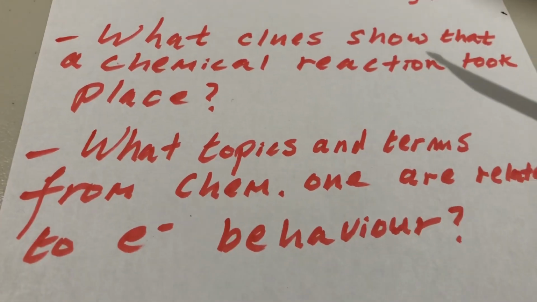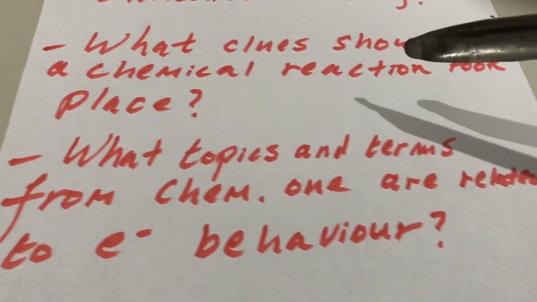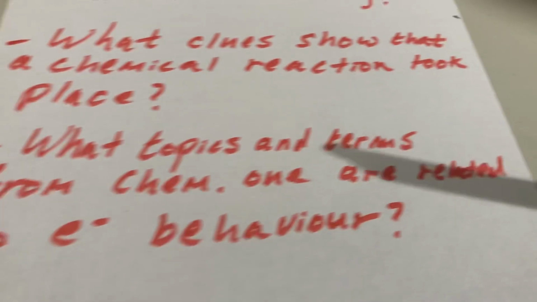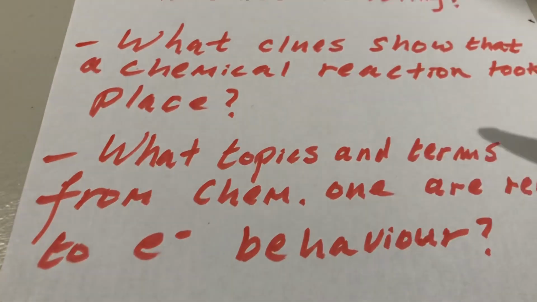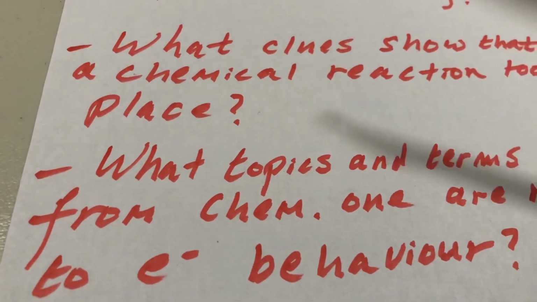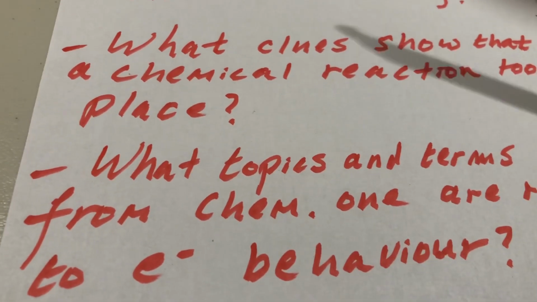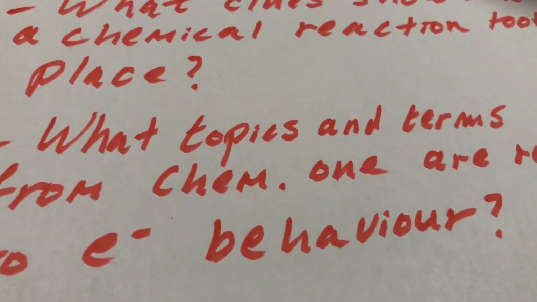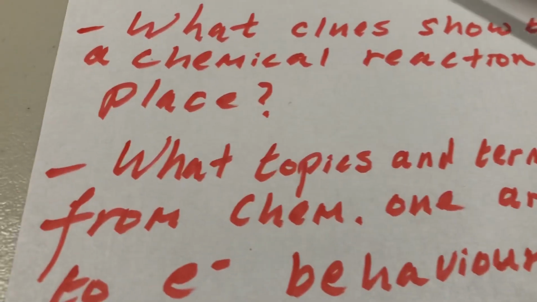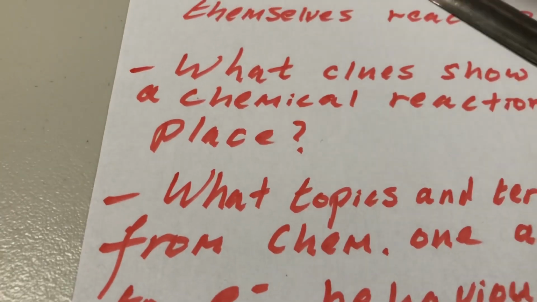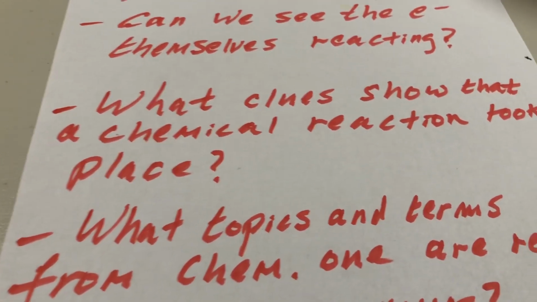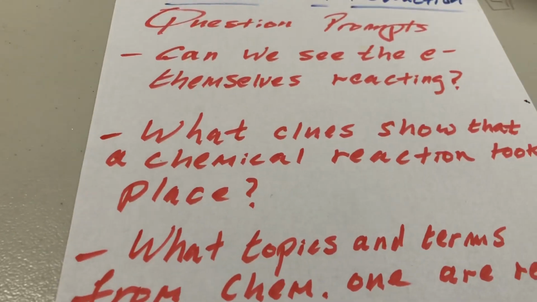And point number three is what topics from Chem 1 can you relate to electron behavior? So what things do you remember from Chem 1 that you know for sure describe or are somehow involved with electron behavior? There are some other questions you can ask yourself too about the different substances that are going to be used, in terms of electrolytes and so on. So we're going to tackle that in a second.